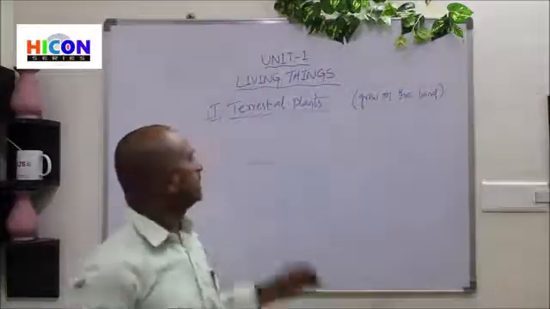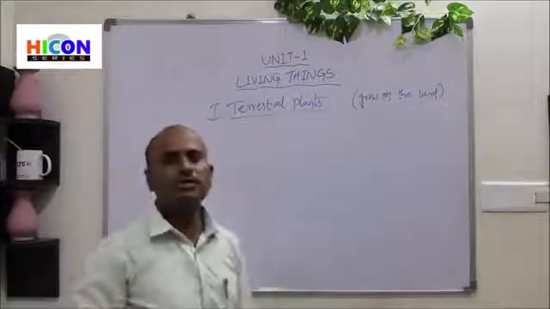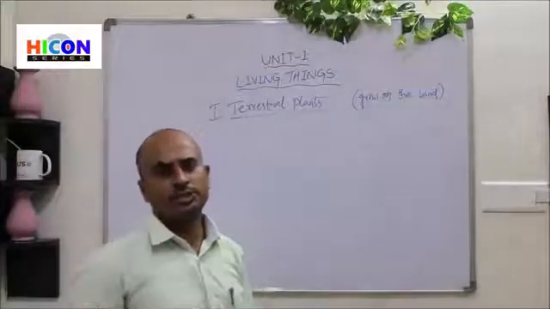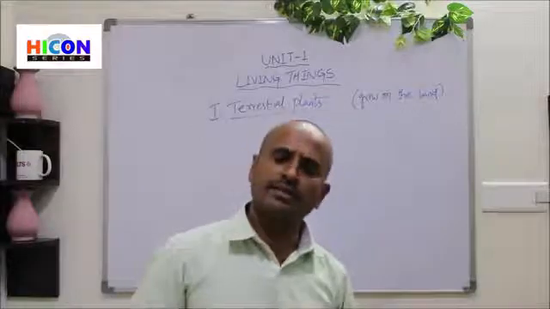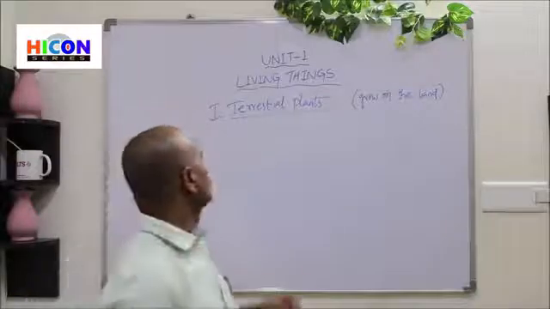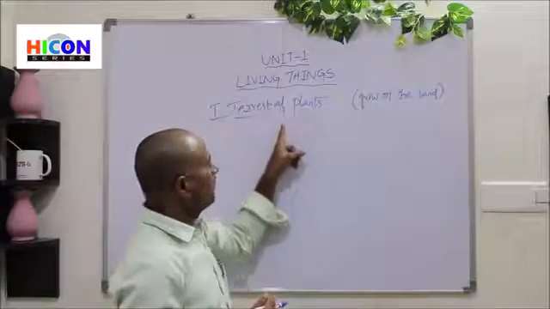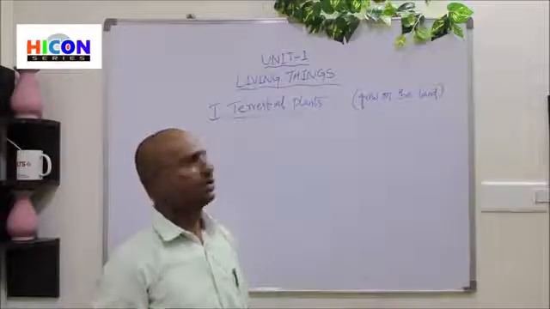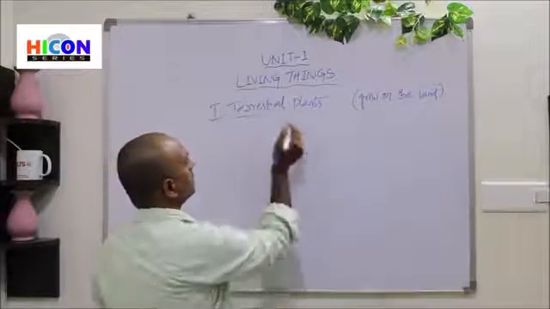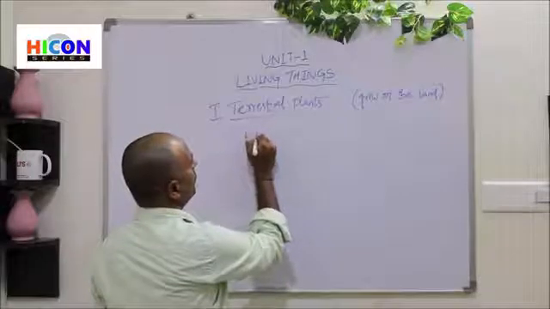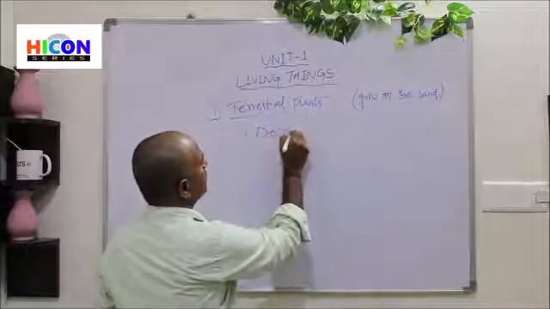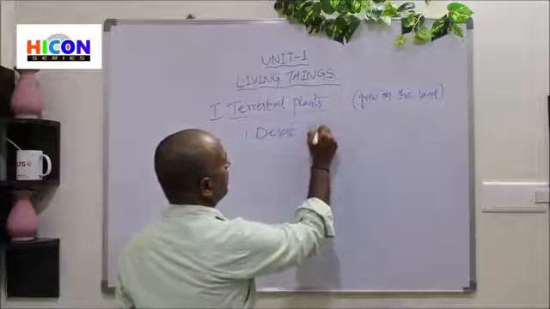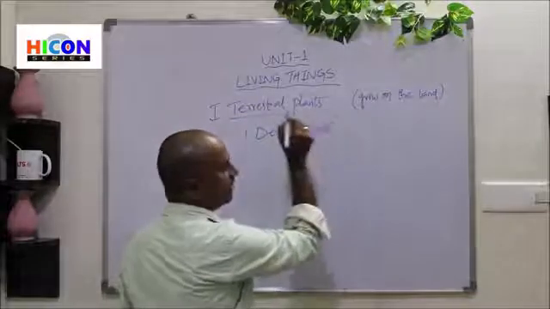These terrestrial plants include grasses, shrubs, herbs, etc. They are again divided into four types. The first one is desert plants.